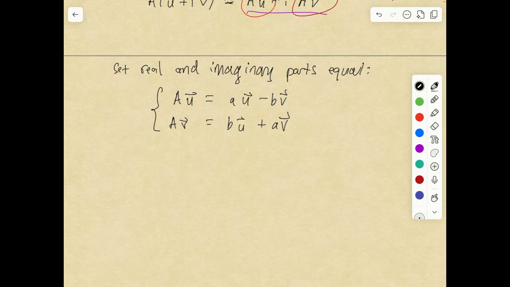Now let's look at A times the matrix whose columns are u and v. So take the vectors u and v and put them as columns of a matrix.